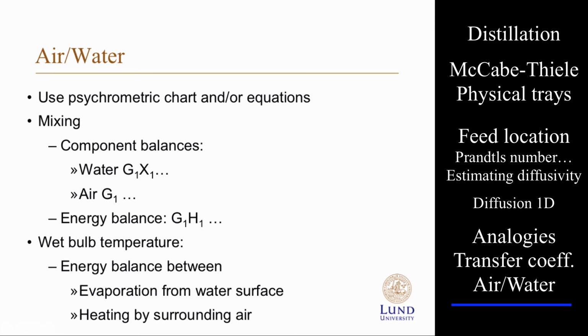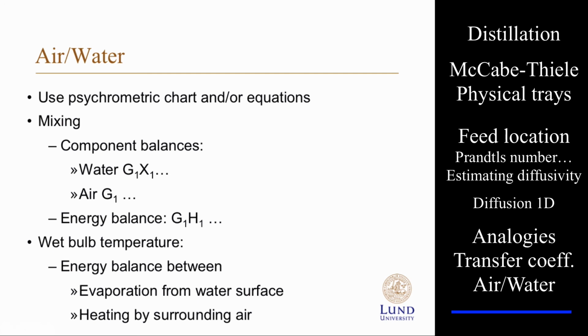There should be no cubic meters in this equation, because then it gets totally weird, because the volume changes if the temperature changes, and the volume changes also if the amount of water changes. So please do not use cubic meters here, because that will produce totally bogus results. And for air, the component balance is simply G1 plus G2 equals something.